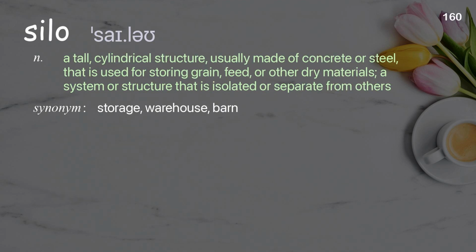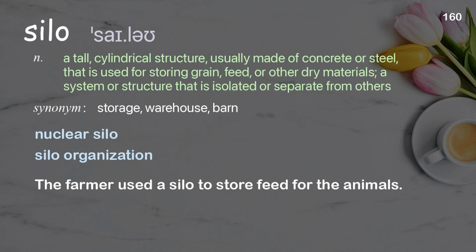Silo. A tall, cylindrical structure, usually made of concrete or steel, that is used for storing grain, feed, or other dry materials, a system or structure that is isolated or separate from others. Examples: Nuclear silo, silo organization. The farmer used a silo to store feed for the animals.